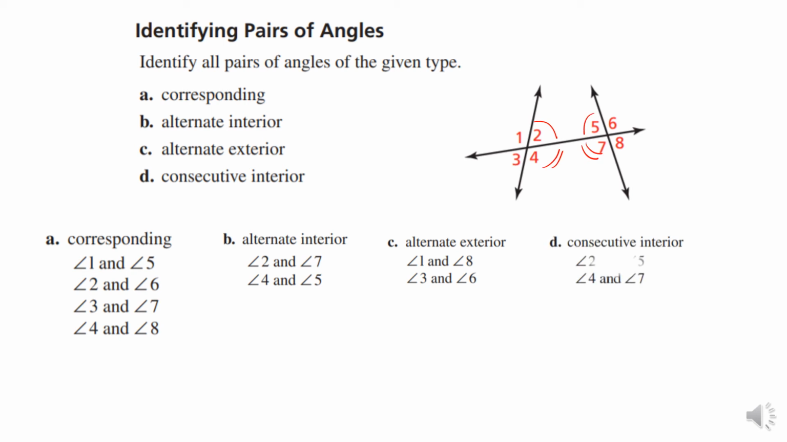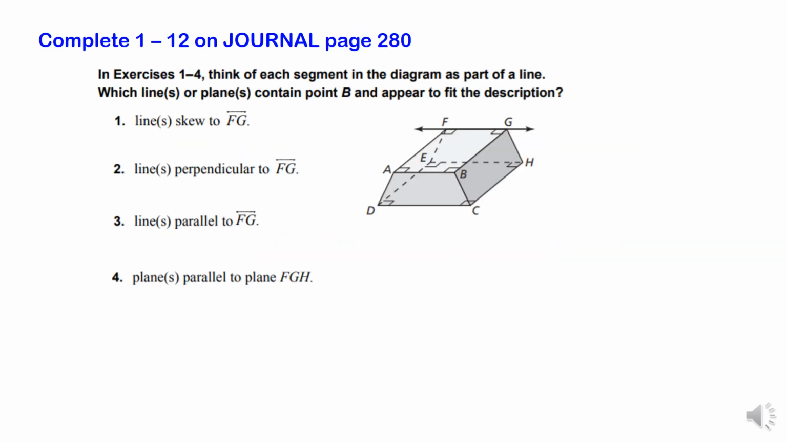So hopefully you got those right and you understand what we're looking for. Okay. All right, so we're going to do a few of these on each page, but we're going to do 1 through 12 in the journal. So I want you to think of each segment in the diagram as part of a line. So all of these are lines, okay?